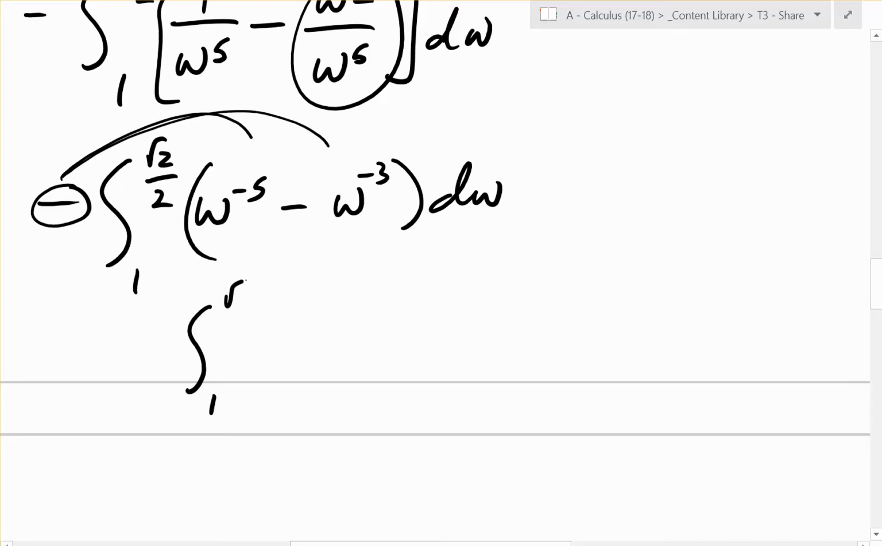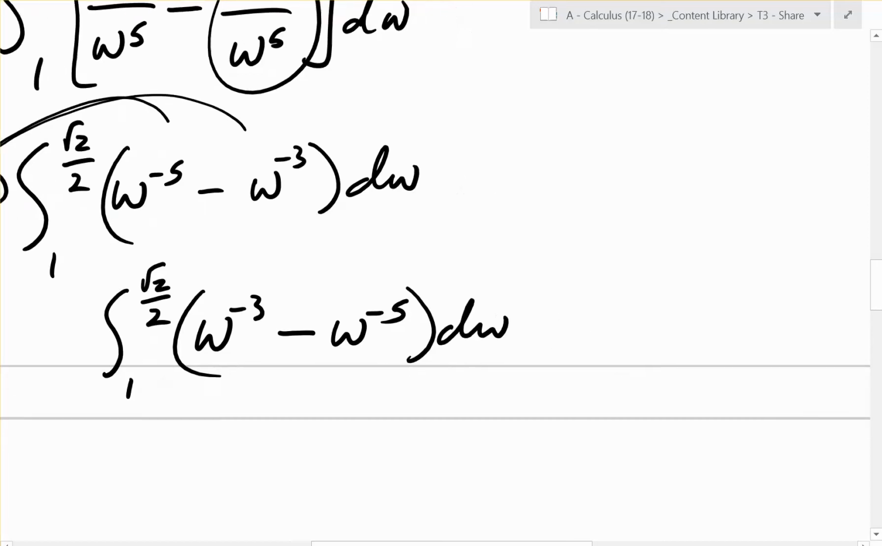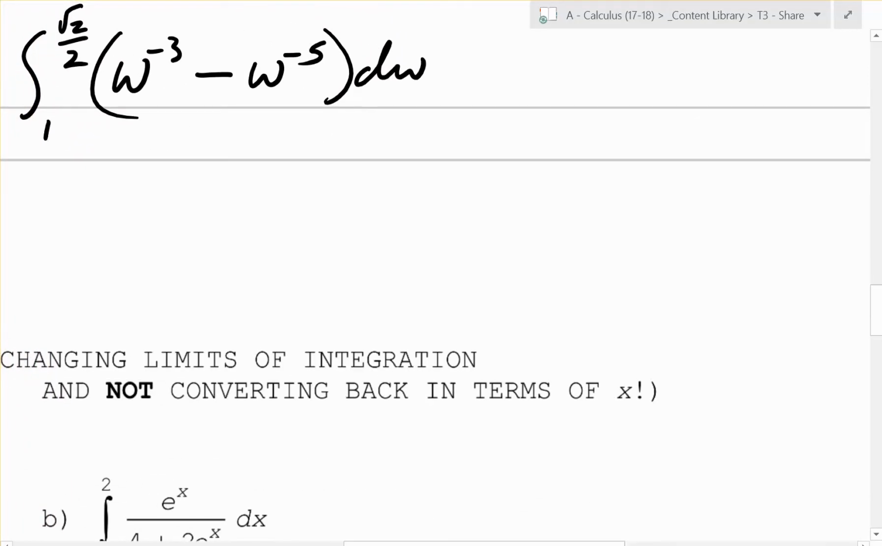The integral from 1 to root 2 over 2 of w to the negative 3 minus w to the negative 5. You just reverse the subtraction. I just want to get rid of that negative. So now we're at this thing, which we absolutely can integrate. What's that going to be? Well, you go up 1 power to negative 2, and you go 1 over negative 2, and then it's going to be minus 1 over negative 4, w to the negative 4.